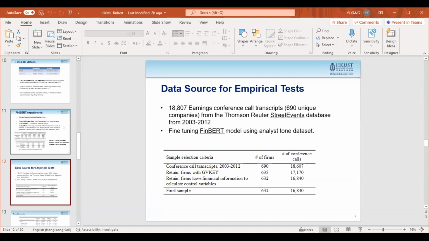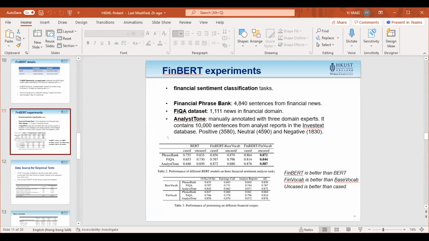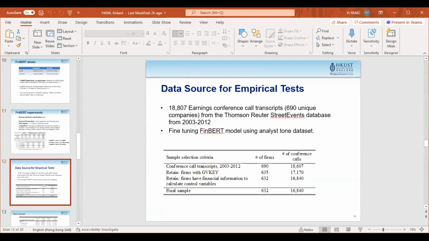We used about 18,000 earnings conference call transcripts from the Reuters database. Because we already trained our model, right? We already have a FinBERT model. We fine-tuned the FinBERT model using the analyst tone data set, which was manually annotated by us. We then apply this already fine-tuned model on these 18,000 transcripts.